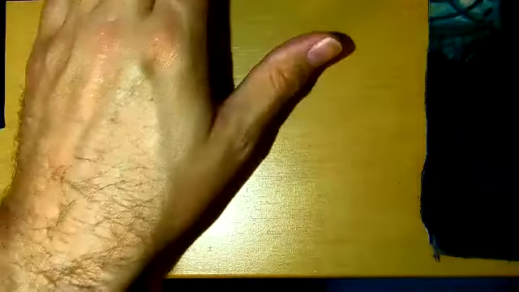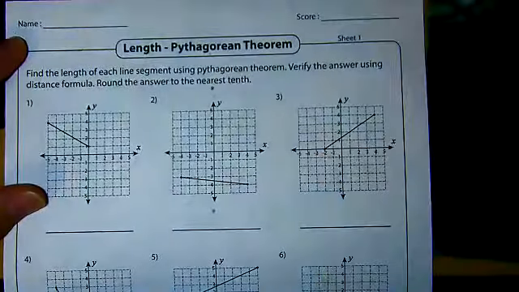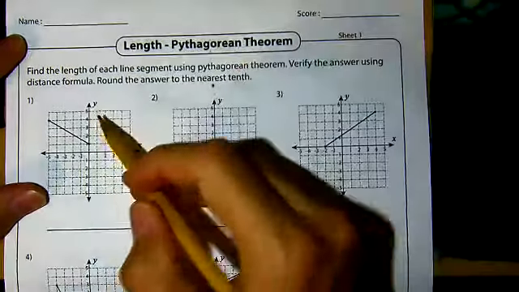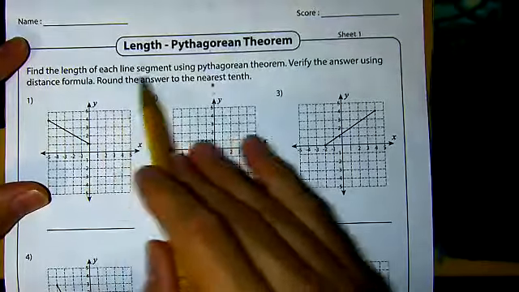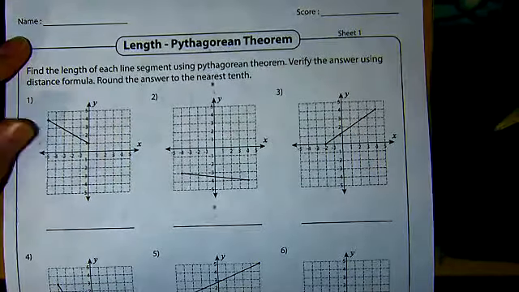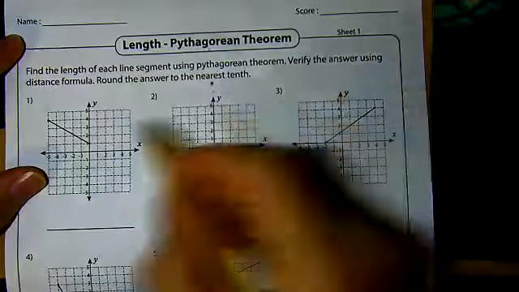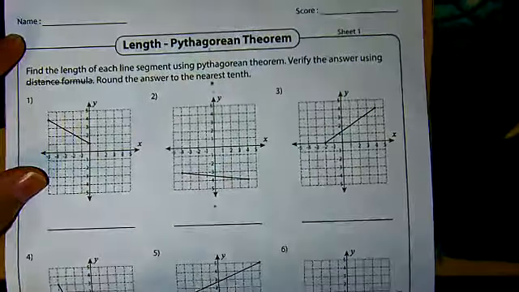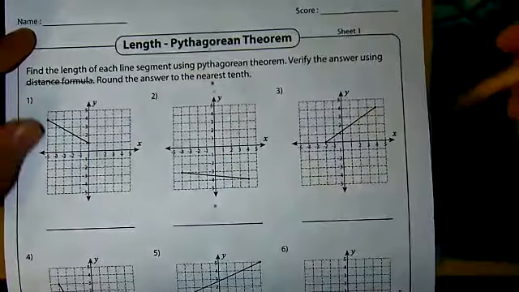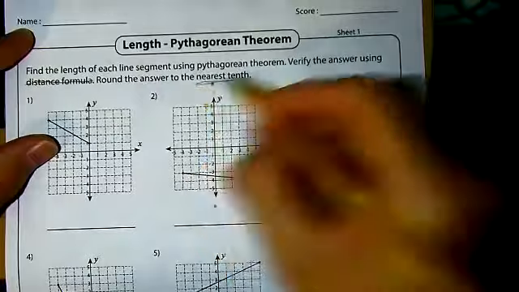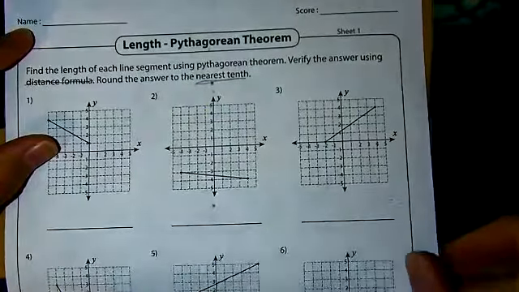So on to some problems. This is one of the worksheets that you'll be able to download and work along with me. It says find the length of each line segment using Pythagorean theorem. And then it says verify your answer using distance formula. That's what you don't have to do. So don't worry about distance formula. Just use Pythagorean theorem. Round to the nearest tenth place. It's always going to tell you what place it's going to want on the GED.